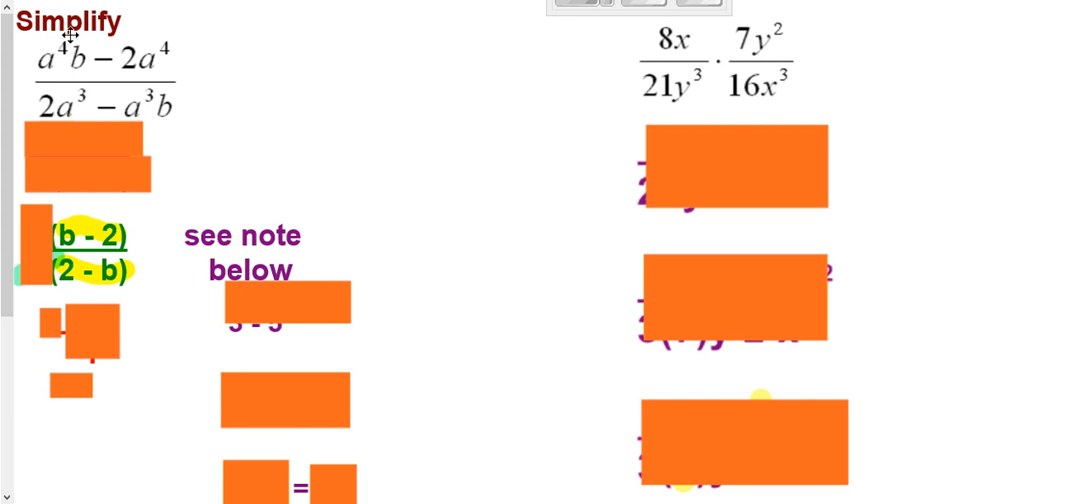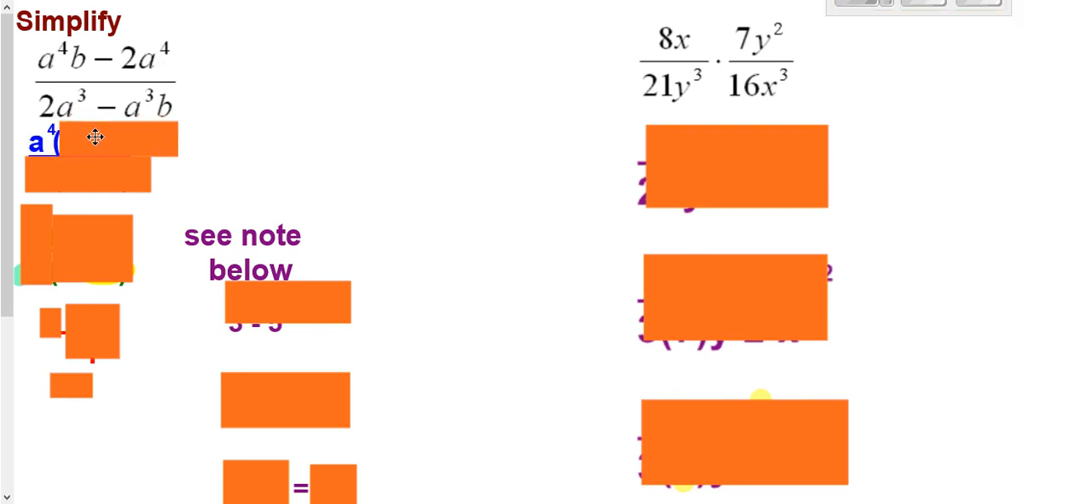So looking here, once again, you can only cross out things that are multiplied top and bottom. So I want to start out by first of all factoring. I want to see what can I pull out of the top. I can pull out an a to the fourth, and then that would leave me with a to the fourth times a b to give me that first term, subtraction sign, and a to the fourth times 2 to give me this last term. Then on the bottom, I want to factor out my a cubed.